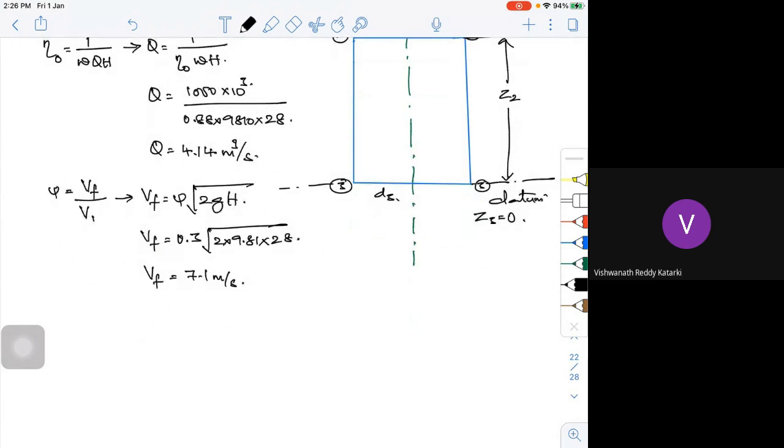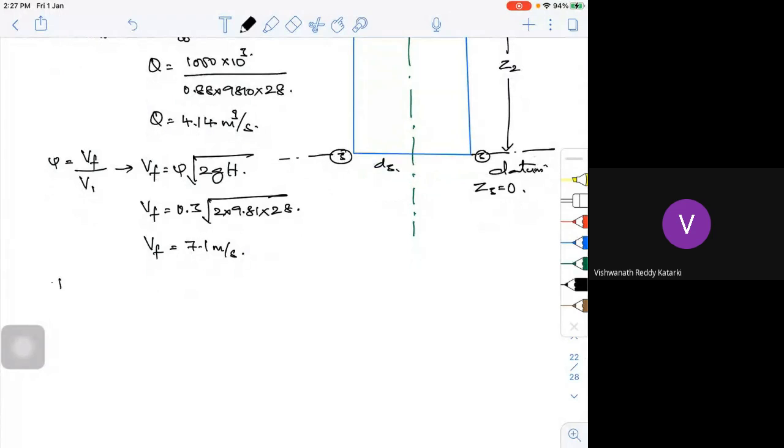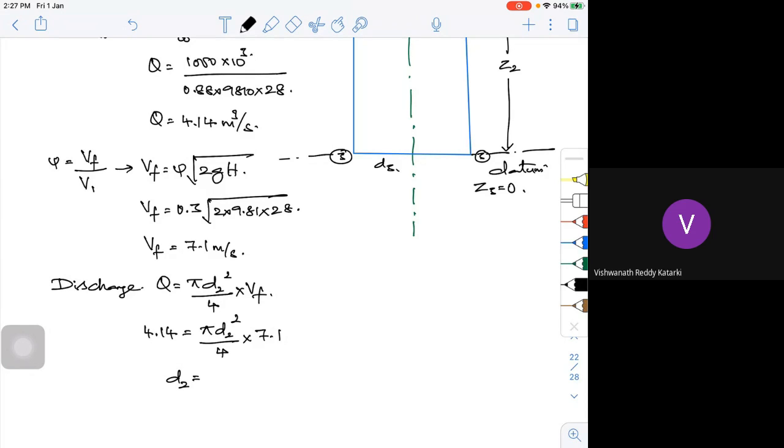Now, what is my discharge? Discharge Q is equal to pi into D2 square by 4 into Vf. The discharge is 4.14 meter cube per second, equal to pi into D2 square by 4 into Vf, which is 7.1. I can find my diameter, which is roughly around 0.865 meters, which is also equal to D3, because this is a cylindrical draft tube. So the diameter remains the same.